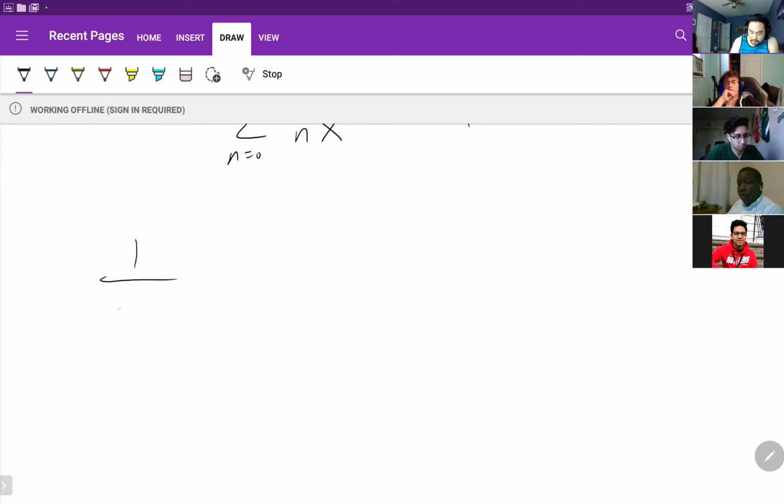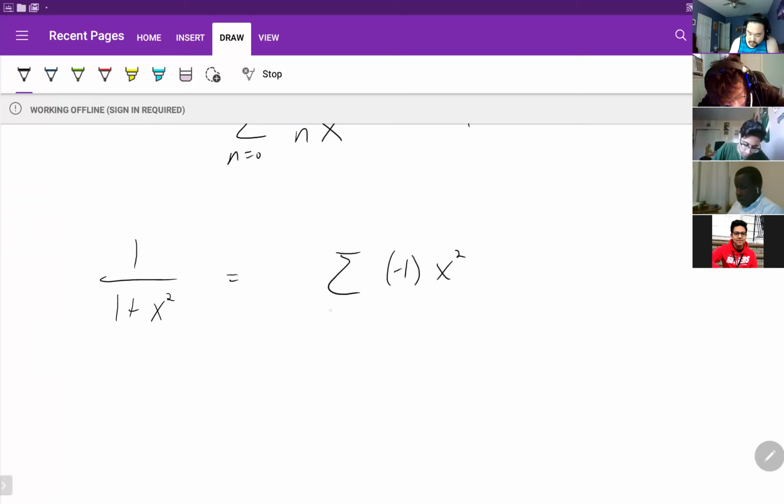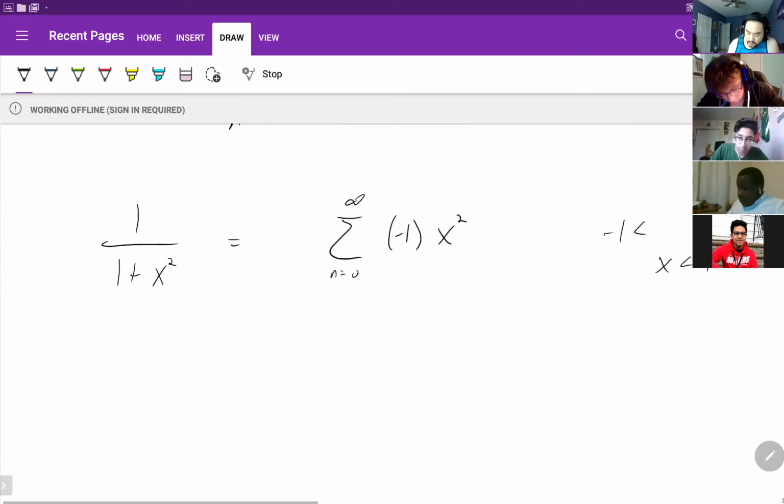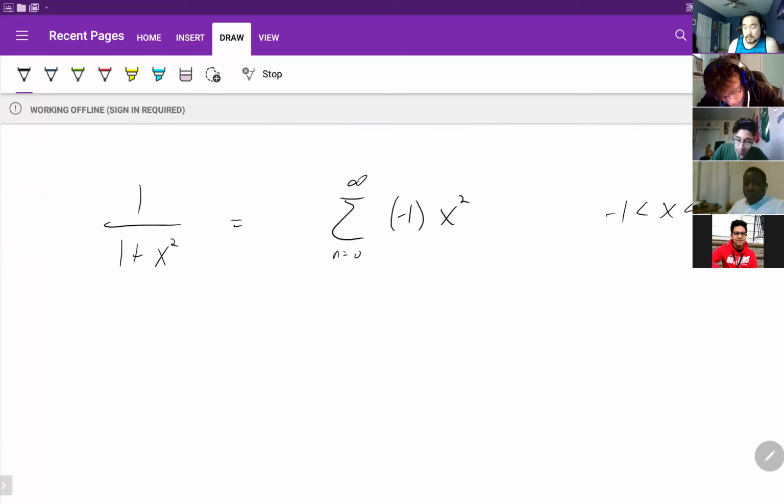So I just did this one, 1 over 1 plus x squared, and we said this was negative 1 times x squared from 0 to infinity, on the same interval, -1 to 1. Do you guys notice anything peculiar about this function? Does this look familiar to you at all? We just did a derivative example. What kind of example do you think?